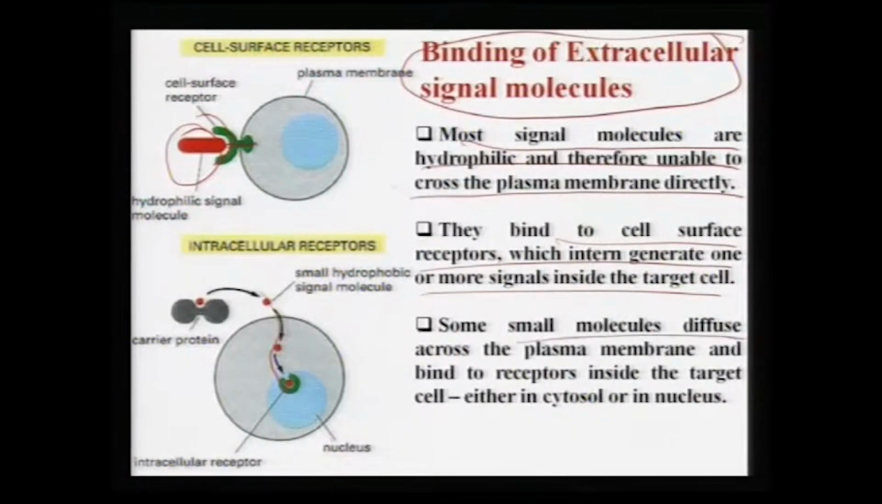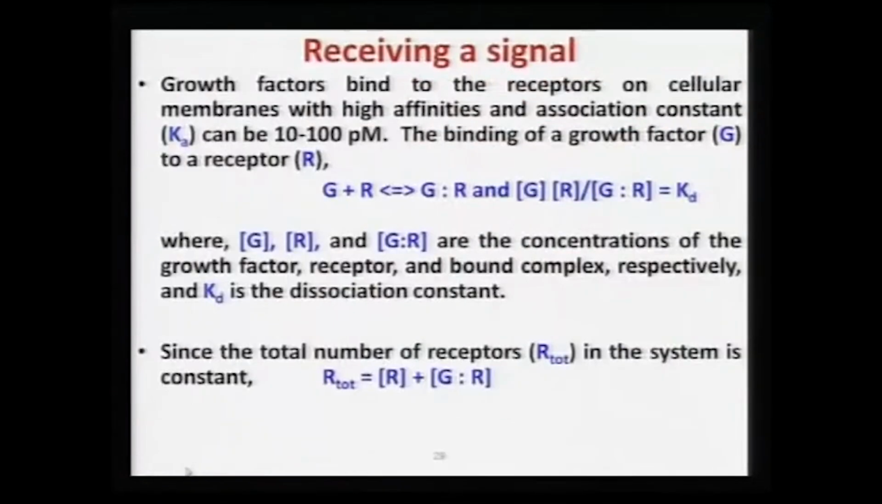Now, some small molecules diffuse across the plasma membrane and bind to receptors inside the target cell, either in the cytoplasm or the nucleus. Suppose there is a carrier protein and there is a small signal molecule here. Now, this signal molecule will not attach to the cell surface receptor, because small signal molecules can get squeezed into the cytoplasm, and these signal molecules will go inside and get attached to receptors inside the cytoplasm.